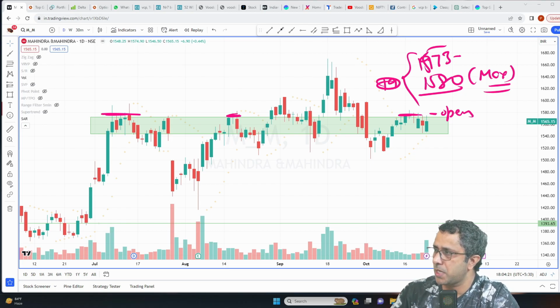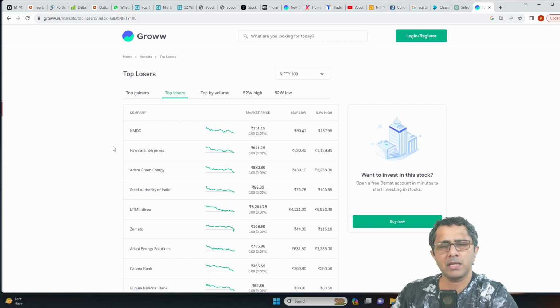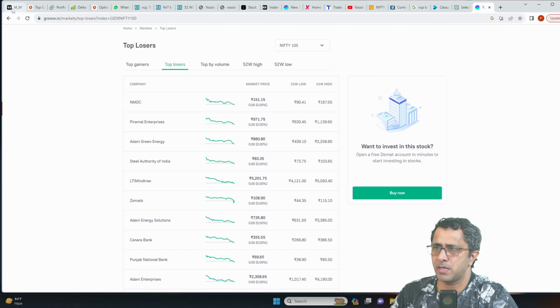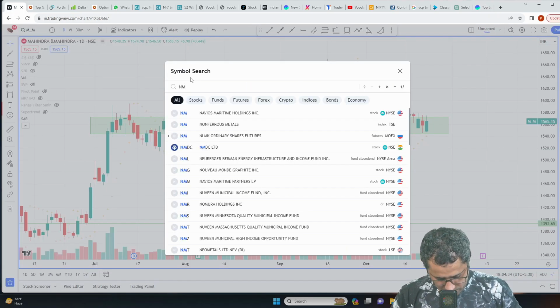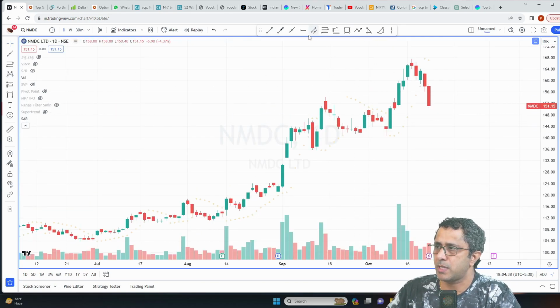Let's look at the stocks which are the highest losers. Maybe I can explain from that side, because we are picking live examples, so I don't have anything pre-planned. Let's say I have NMDC. Let's look at NMDC. Of course, the market is in selling mode. That's a good one.